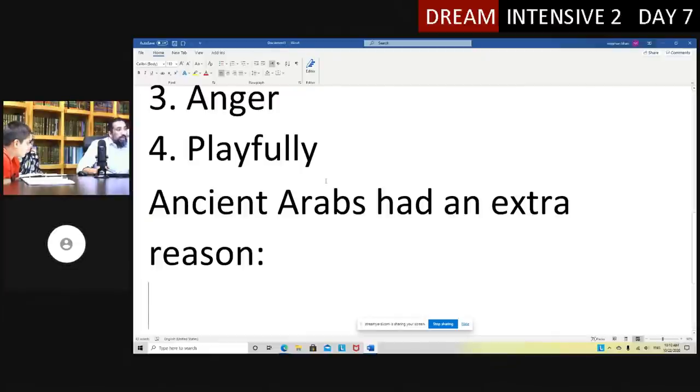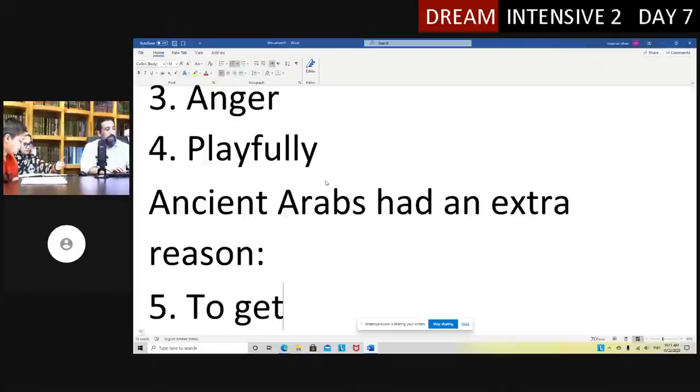Jazakallah. So ancient Arabs had an extra reason. Those reasons are for everybody, right? But old Arabs back in the barbecue days had one additional reason. And that was, so that's number five now, to get your attention.